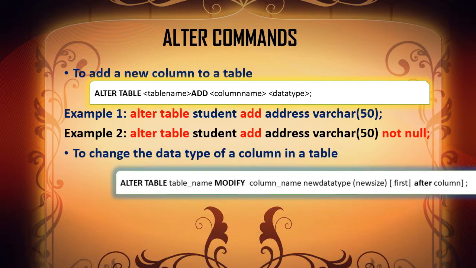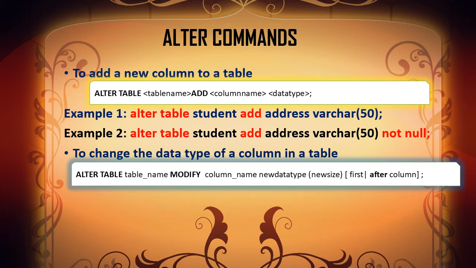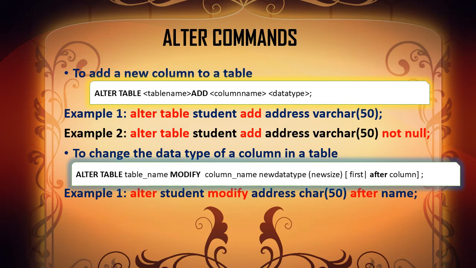And if you want to change the data type of any column in a table, we can use modify: alter table name, modify the column name and new data type and new size. First or after indicates an optional one, where you want to place this modified column; that column name you have to mention after the keyword after. For the student table, going to modify address char 50 after name, that means it appears after the name column.